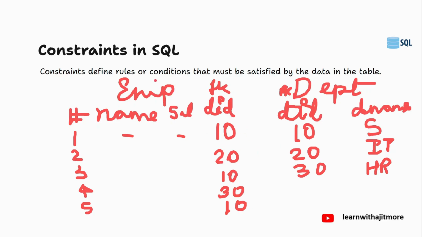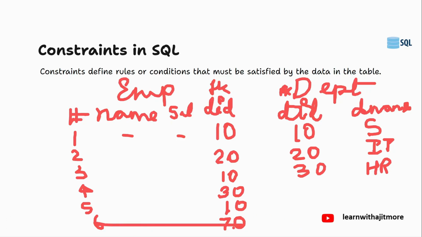Is it relating? So is the employee table's department ID a foreign key, because it is referring its values from the primary key of the department table? It is taking the values from that primary key. So can it happen that I'm adding one employee 6 and I'm giving department number 70? Is it a violation? Yes, because we don't have a department with the number 70. This record should not get saved.